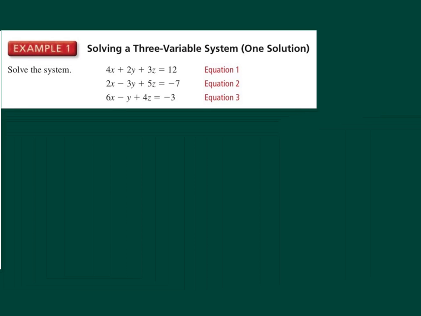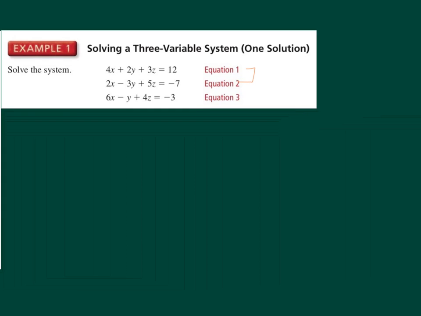So regardless of what variable I want to eliminate, I'm going to have to do some manipulating of my equations. I'm going to choose to combine equation 1 and equation 2. So I'm going to take 3 times equation 1 so that I can get my y's to cancel out, and I'm going to take 2 times equation 2 to get my y's to cancel out.